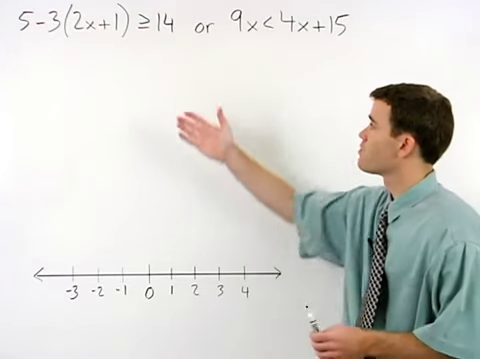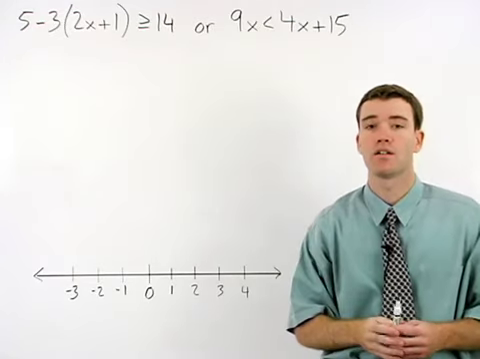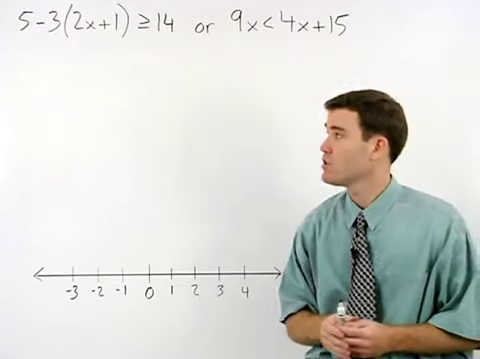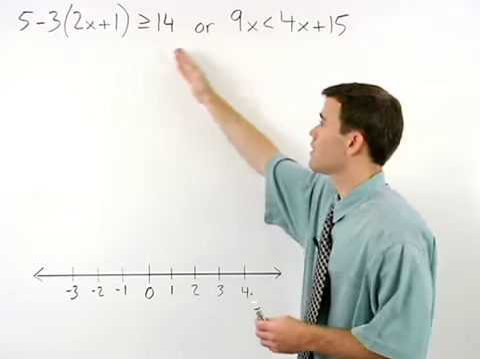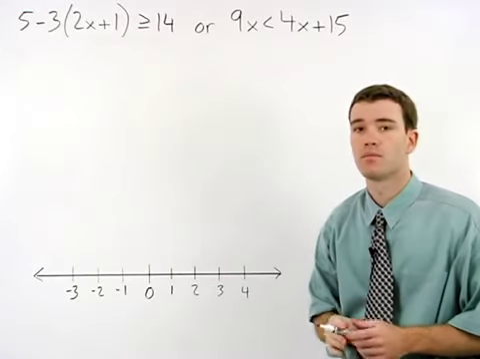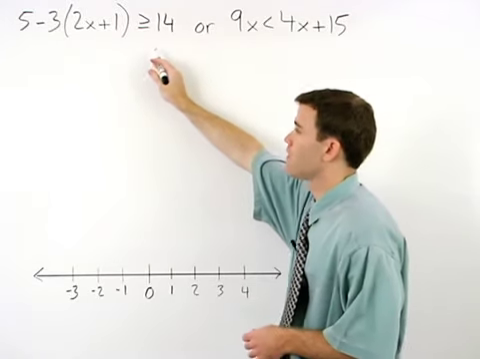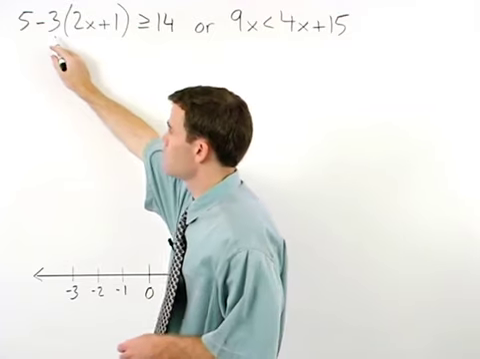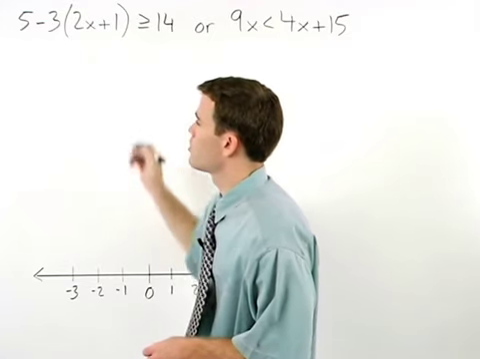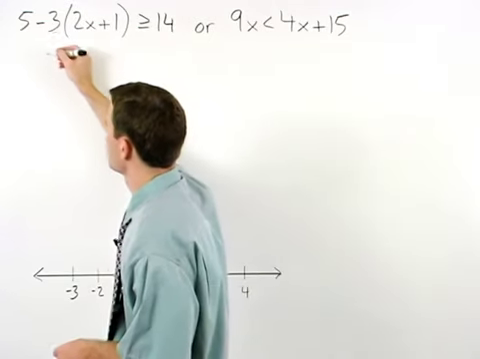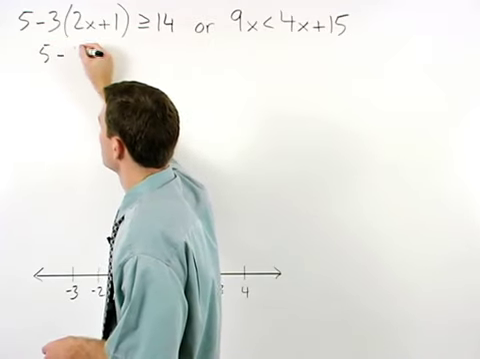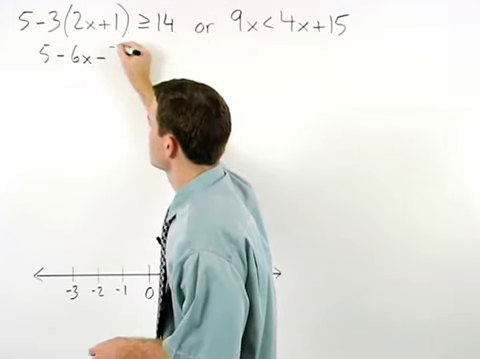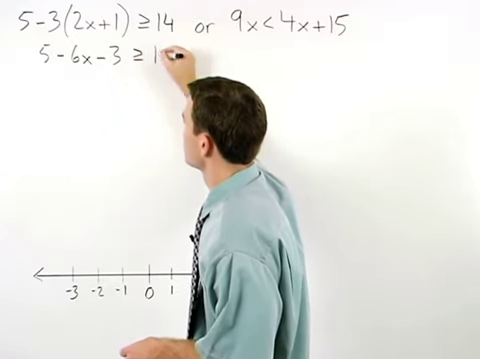Before graphing the combined inequality that you see here, we need to solve each of the two individual inequalities for x. So let's start with the one on the left. Our first step would be to distribute this -3 through the parentheses, which gives us 5 minus 6x minus 3 is greater than or equal to 14.